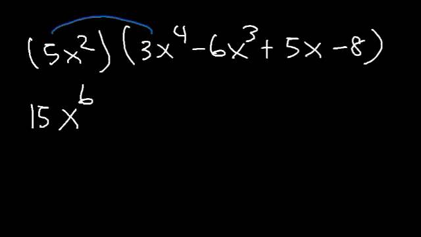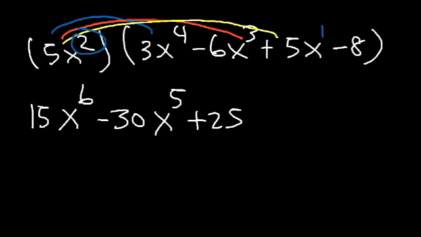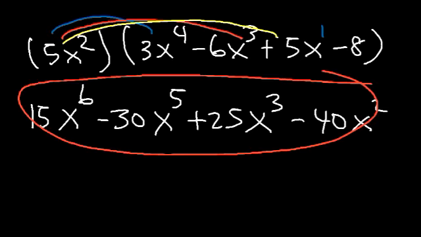So now we need to multiply 5x squared times negative 6x cubed. 5 times negative 6 is negative 30. X squared times x cubed, 2 plus 3 is 5, so it's going to be x to the fifth power. And then 5x squared times 5x. 5 times 5 is 25. X squared times x, we have 2 plus 1, which is 3, and so it's simply going to be x cubed. And then 5x squared times negative 8, that's 5 times negative 8 is negative 40, so it's negative 40x squared. So this is the answer to this problem.